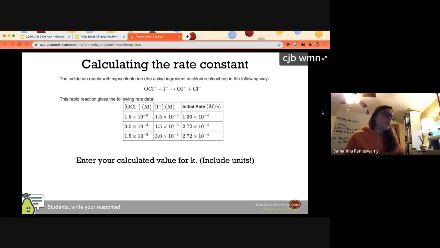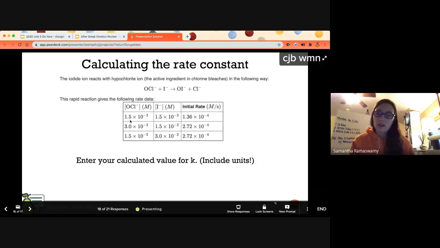So I'm going to talk through while some people are still calculating, because I noticed that for the most part, everyone has a similar value, but there are a couple values that are a little different. So here's what I want you to do. Make sure you have your rate law written down. Your rate law is rate equals K times the concentration of OCl minus times the concentration of I minus.